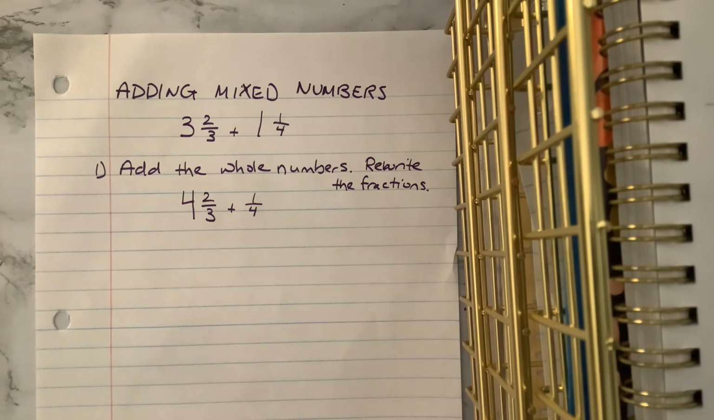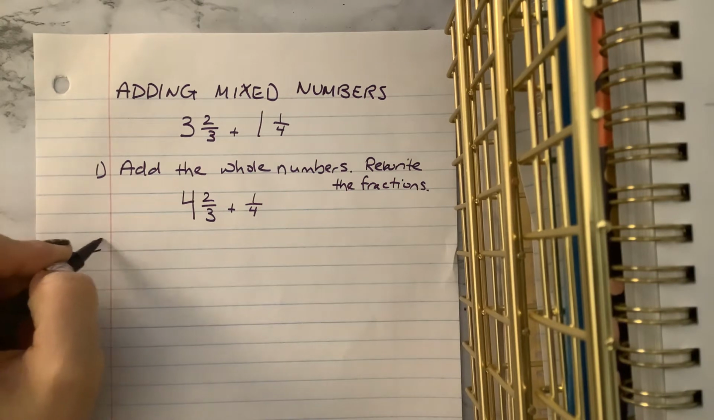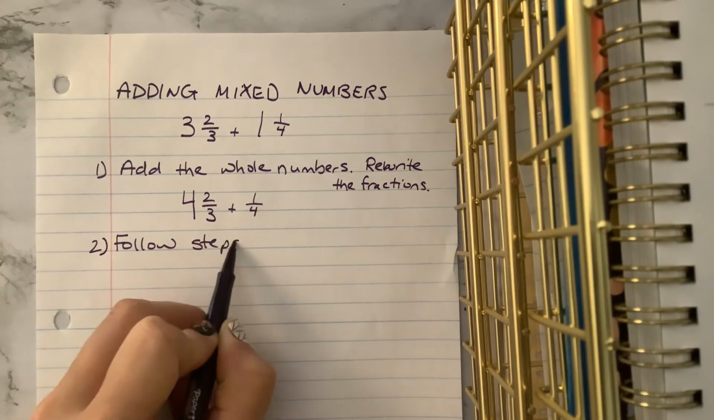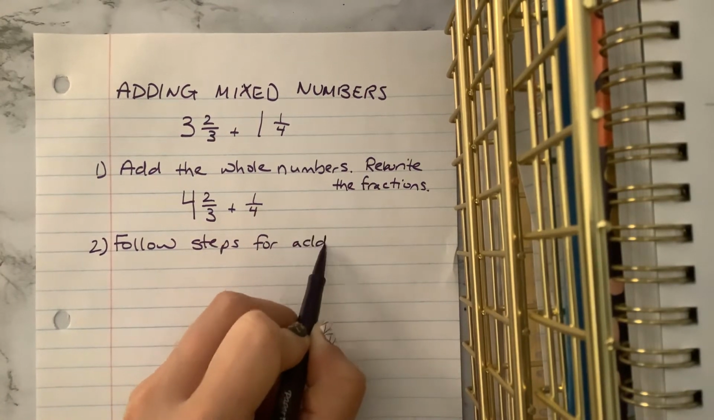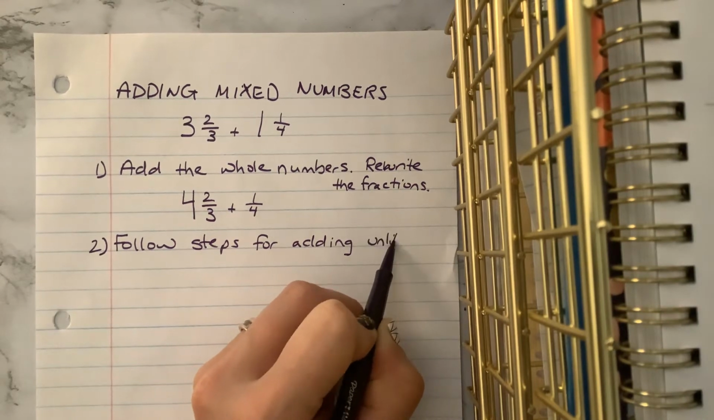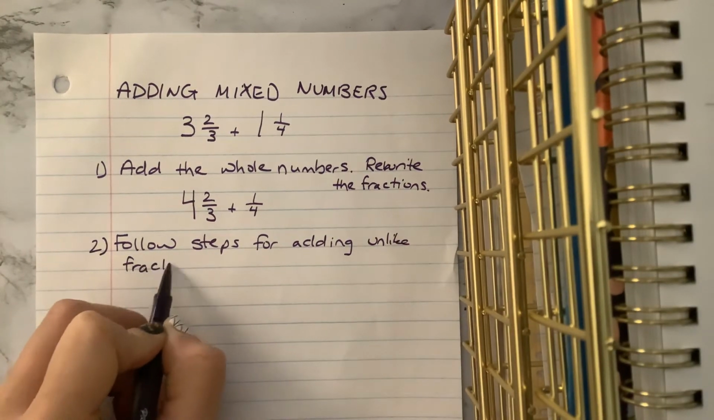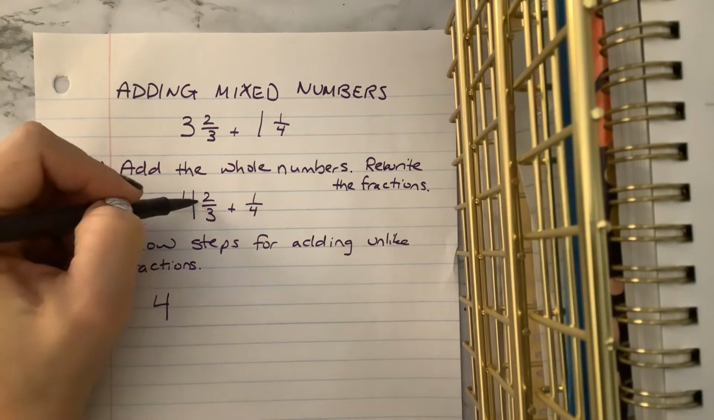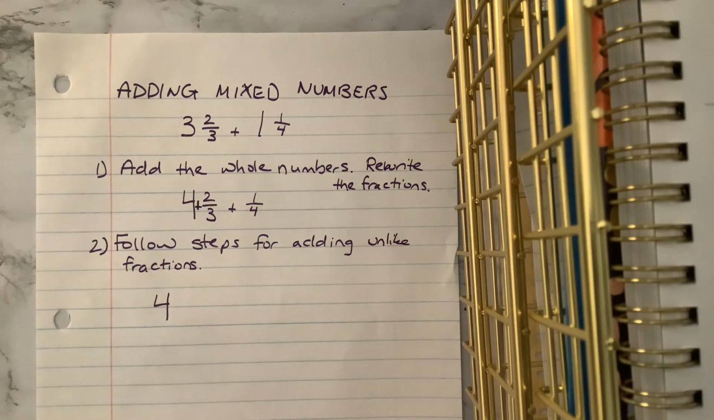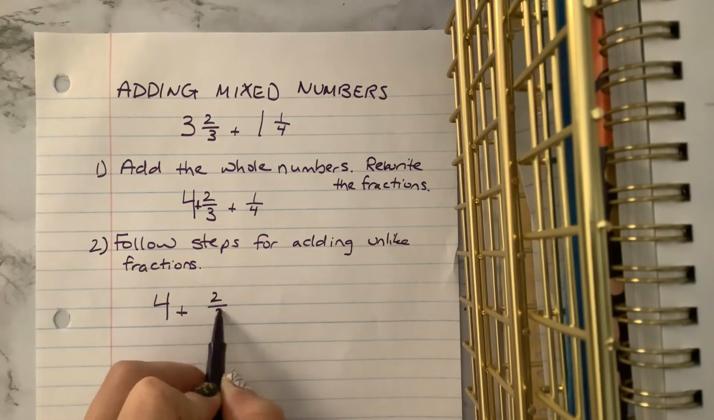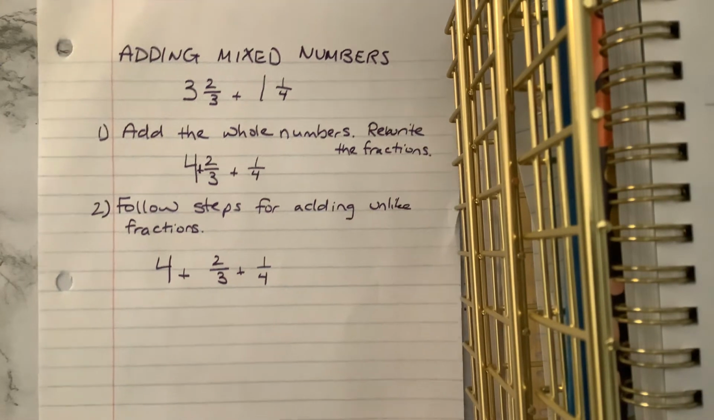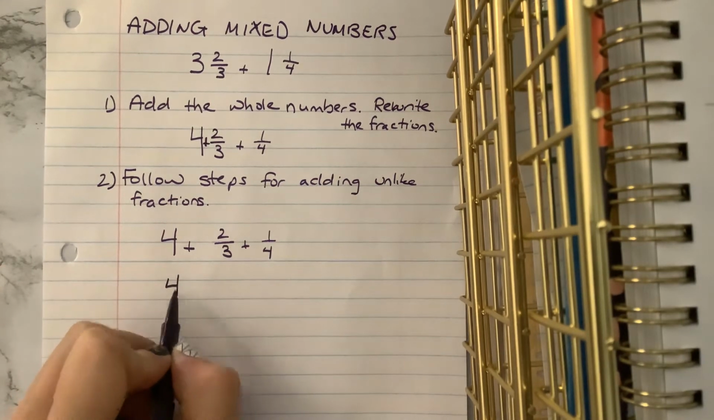Now, from here on out, we really go ahead and follow all of the steps for adding unlike fractions. You should have these notes in your math resource binder. So we have this 4, and you could even put that as 4 plus. That might even be easier. 4 plus 2/3 plus 1/4. I'm not going to rewrite all of the steps because you've already written all these steps down, but we'll do them together right now.